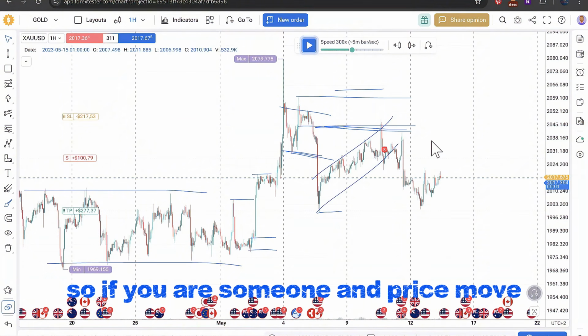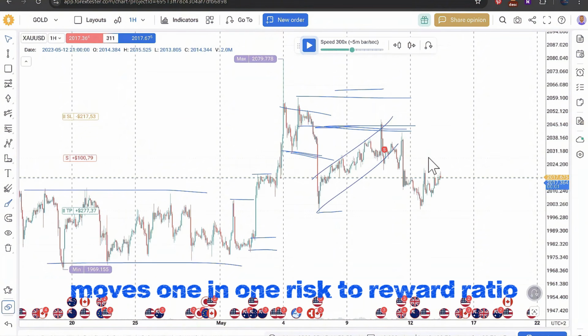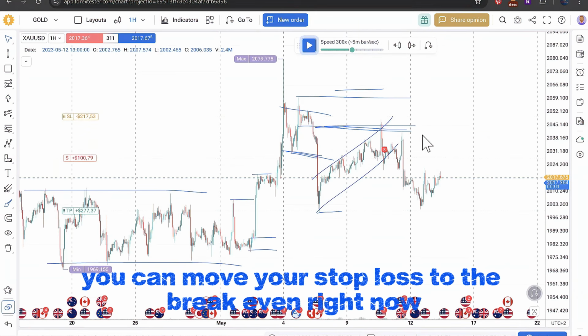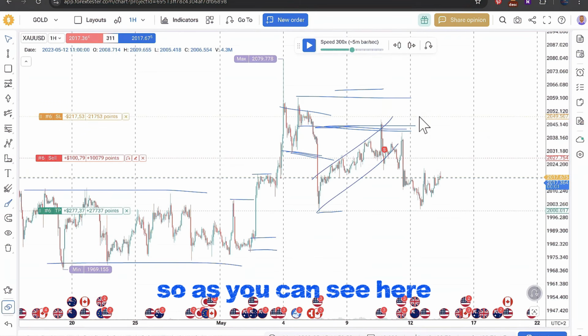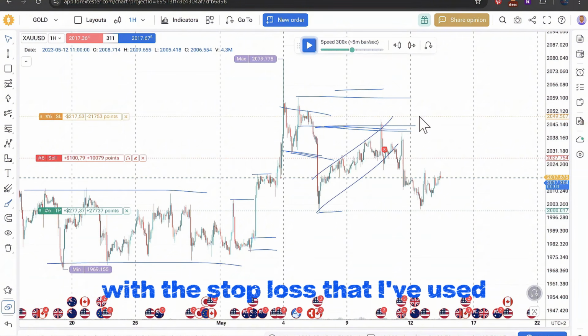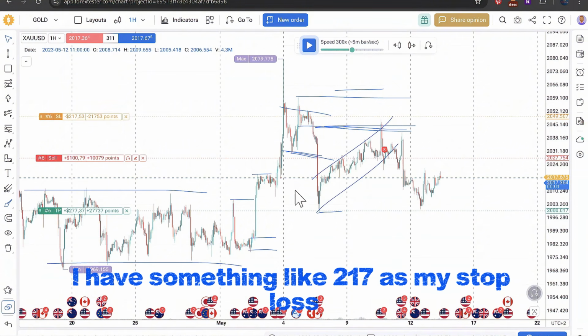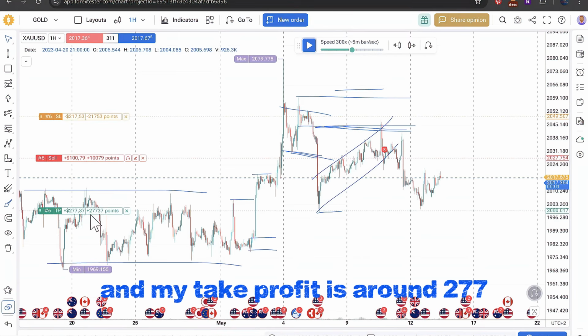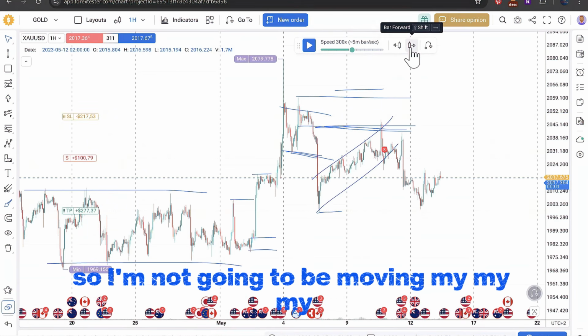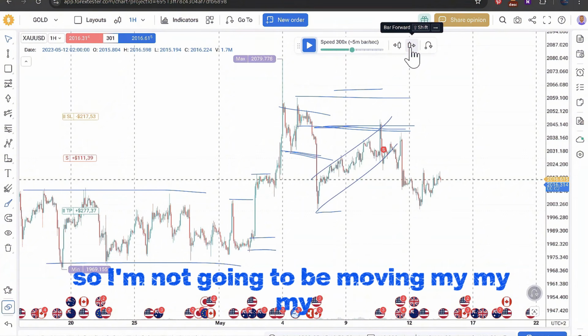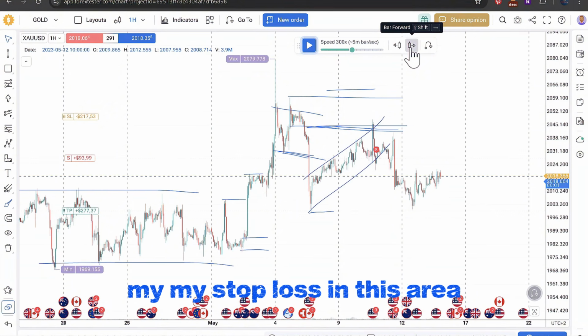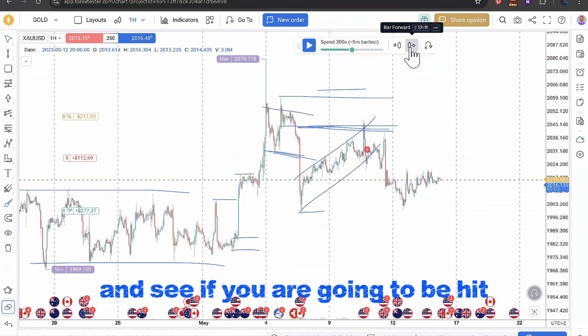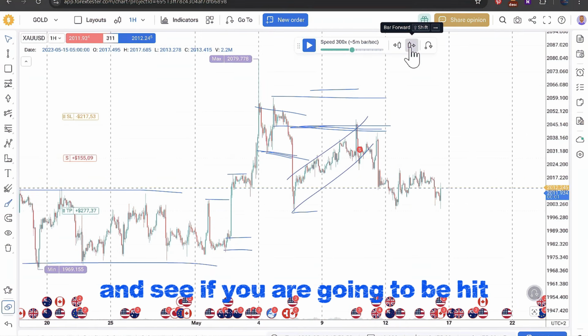So if price moves 1-in-1 risk to reward ratio, from here you can move your stop loss to the break even right now. So as you can see here, with the stop loss that I've used, I have something like 217 as my stop loss, and my take profit is around 277, which is a 1-in-1. So I'm not going to be moving my stop loss in this area. I'm just going to play it out and see if you are going to be hit or not.